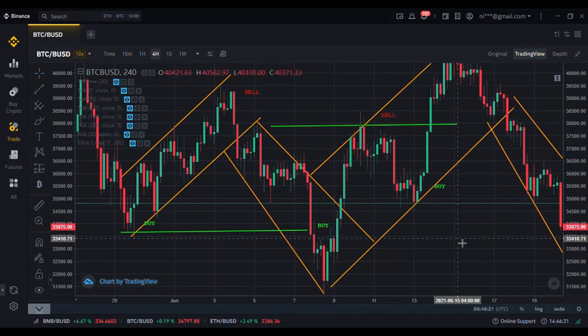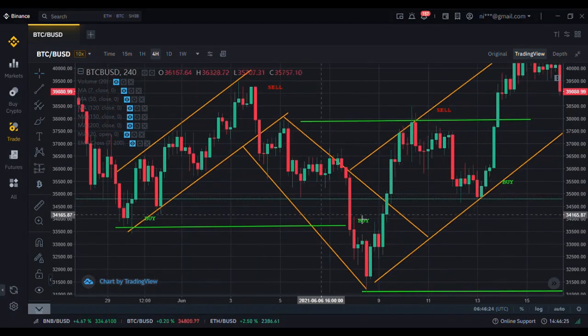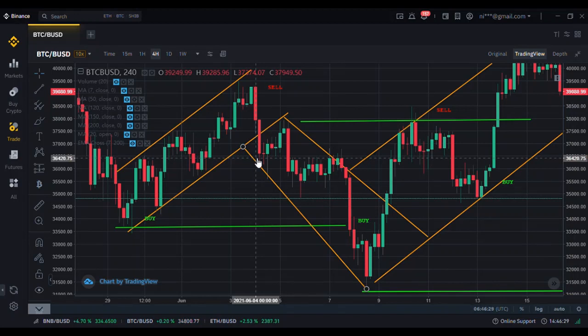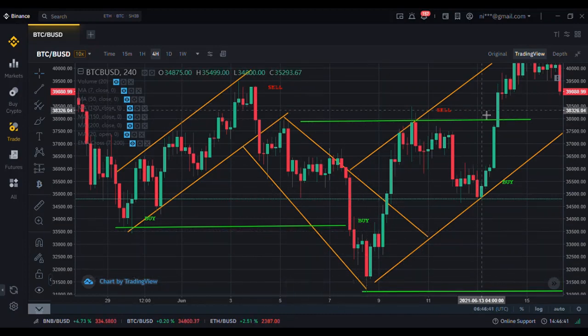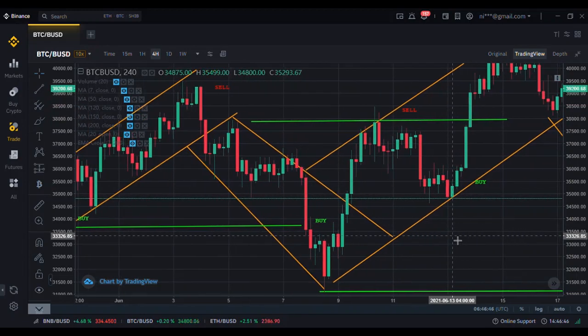So now let's talk about falling wedge. Falling wedge basically is the opposite of a rising wedge, and so when the rising wedge targets the bottom of the wedge, then the falling wedge targets the top of the wedge. And since it's the exact opposite, falling wedge is a bullish pattern instead.